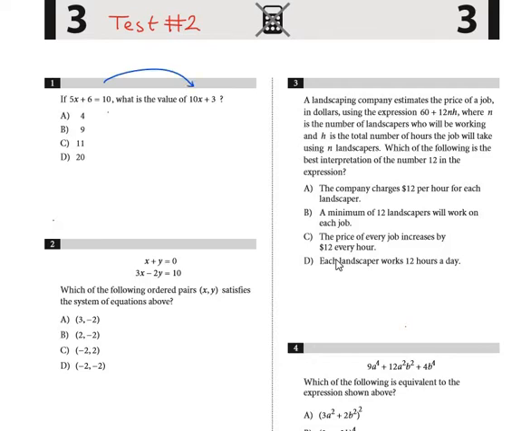Let's do that. So 5x + 6 = 10. Our first step is to subtract 6 on both sides, and then we obtain 5x = 4. We divide both sides by 5, and then the value of x will be 4/5.